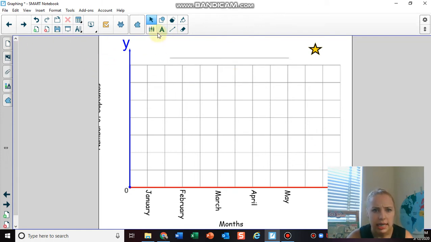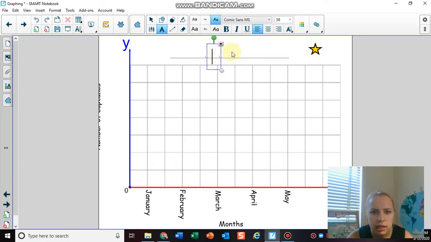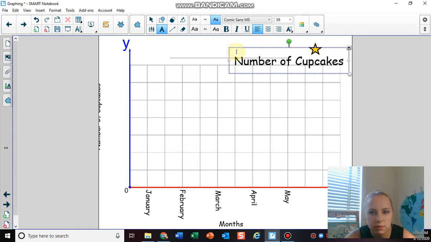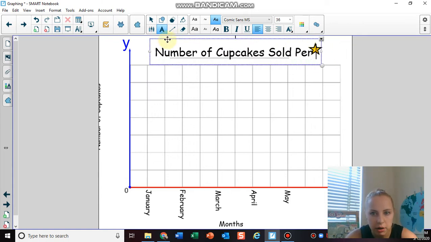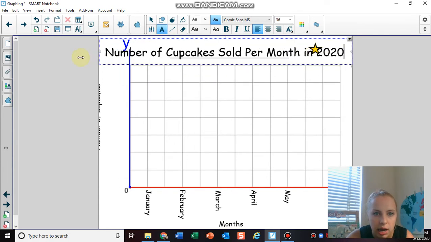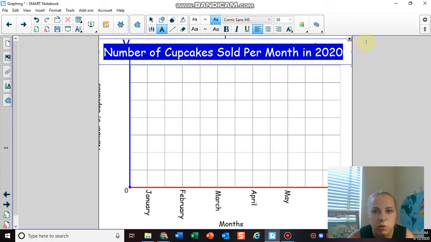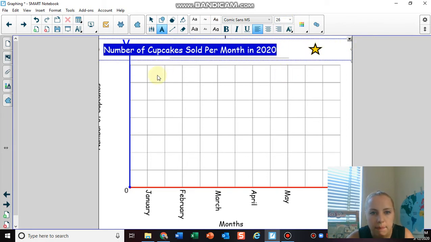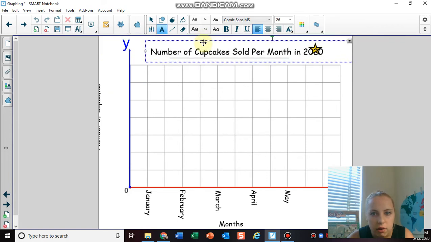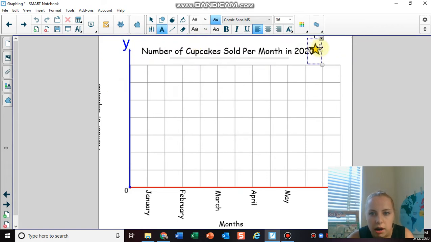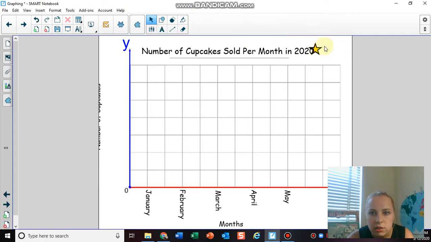What we need to do is make our title. It's going to be number of cupcakes sold per month in 2020. Now we've only had 5 months so far, so we're not going to have all of the months of 2020 represented quite yet. We're going to put our title right here and keep our star for when we want to answer some data questions at the end. So here's our title, number of cupcakes sold per month in 2020.